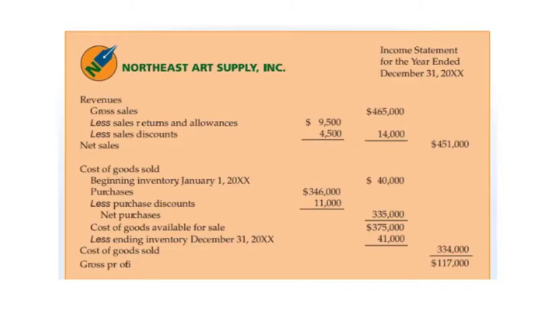The standard method of determining the cost of goods sold by a retailing or wholesaling firm during an accounting period is summarized as follows. Cost of goods sold equals beginning inventory plus net purchases minus ending inventory. According to Figure 15.8, Northeast Art Supply began its accounting period with a merchandise inventory of $40,000. It purchased merchandise valued at $346,000, but after deducting purchase discounts, it only paid $335,000 for this merchandise.